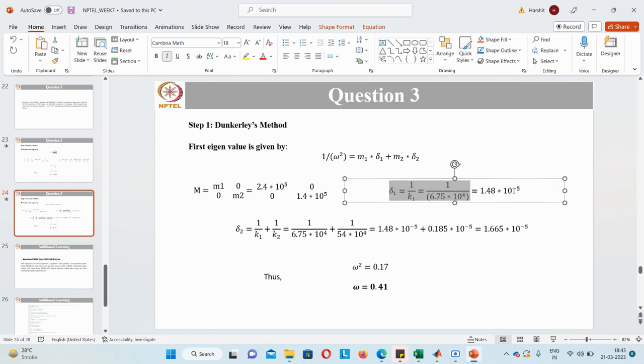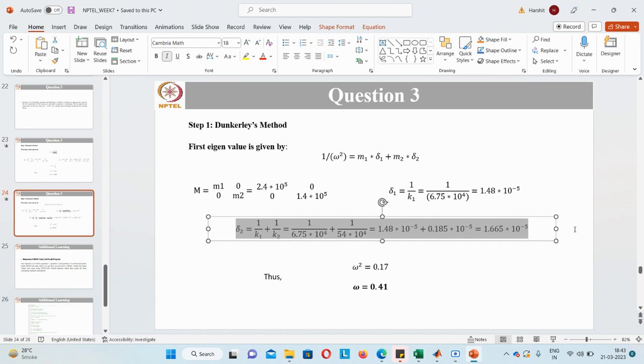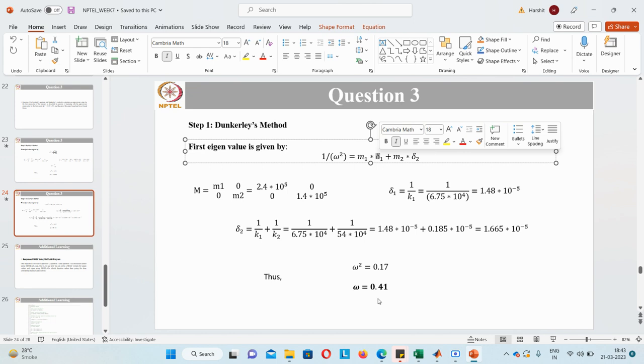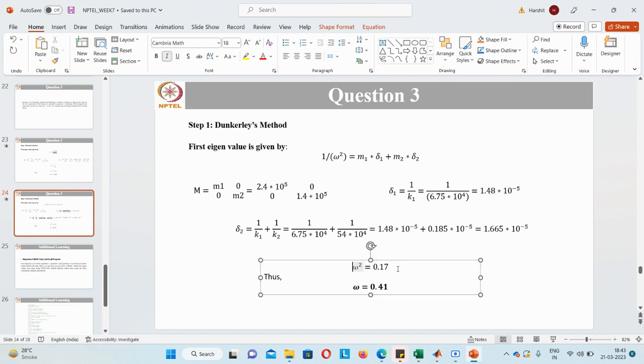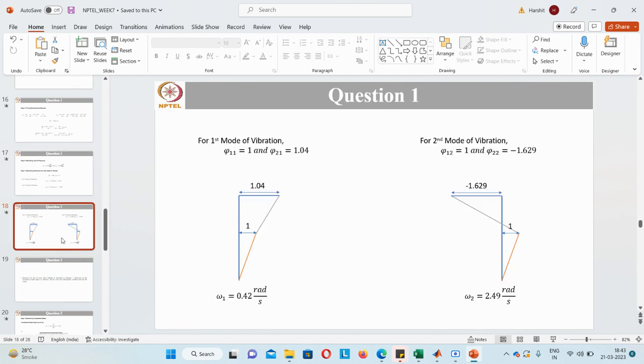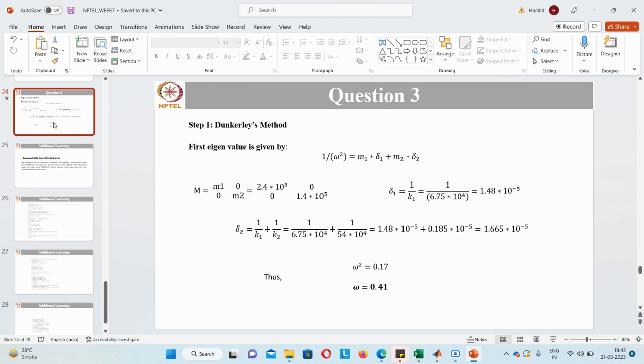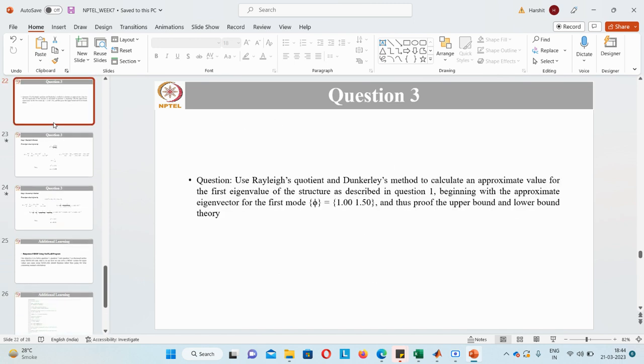So we can calculate the flexibility value for the first floor, and similarly the flexibility value for the second floor, as follows. Substituting the values of m1, m2, delta 1 and delta 2 in the equation, we get the omega square value as 0.17, and this gives an omega value of 0.41, and the actual omega value was 0.42. So we can see how Rayleigh's method gives an upper bound value of omega, and how Dunkley's method gives the lower bound value of omega. So this was what we wanted to prove.